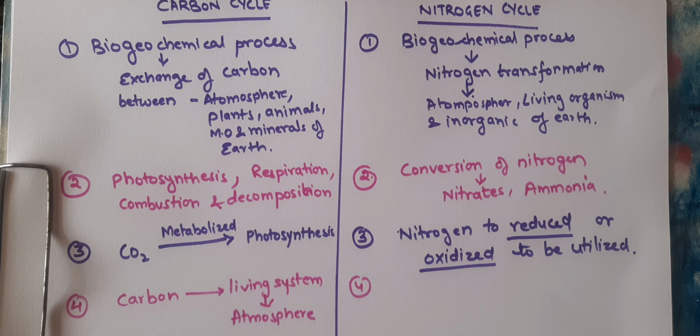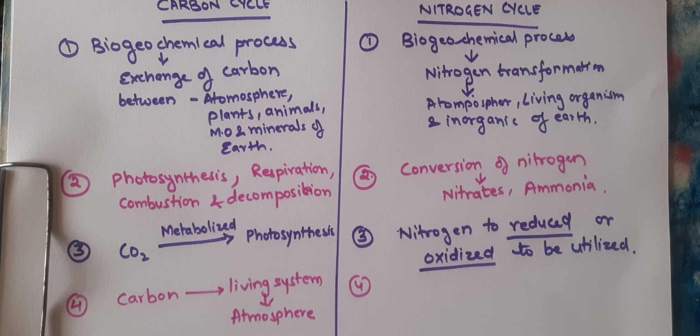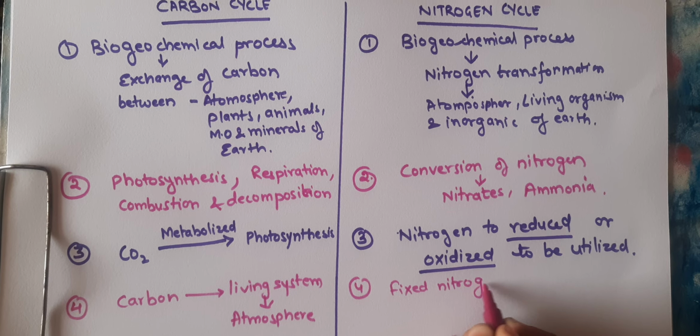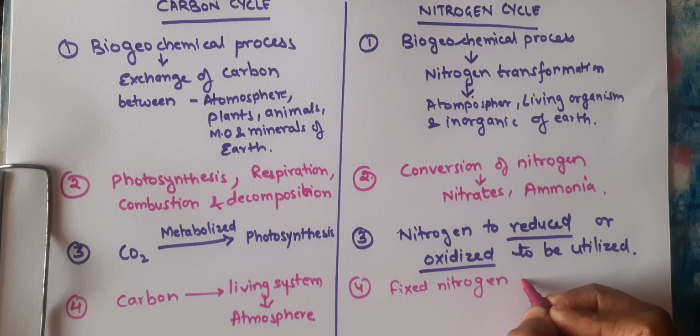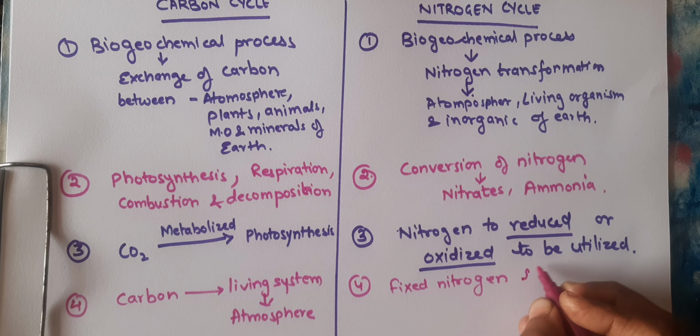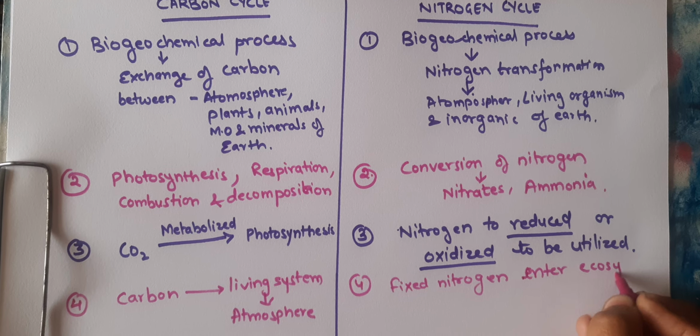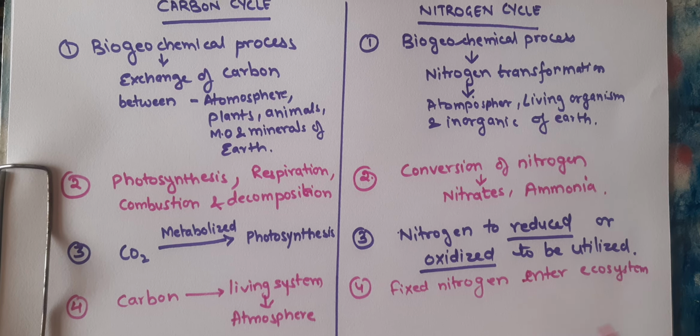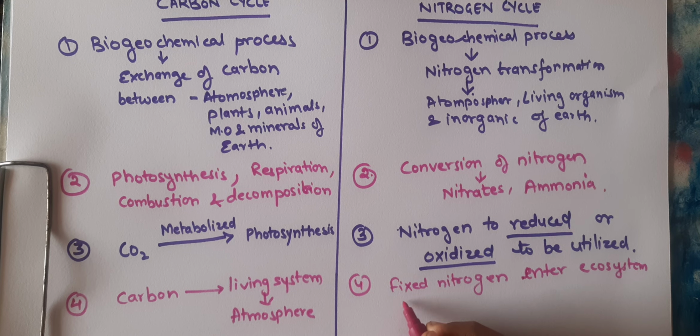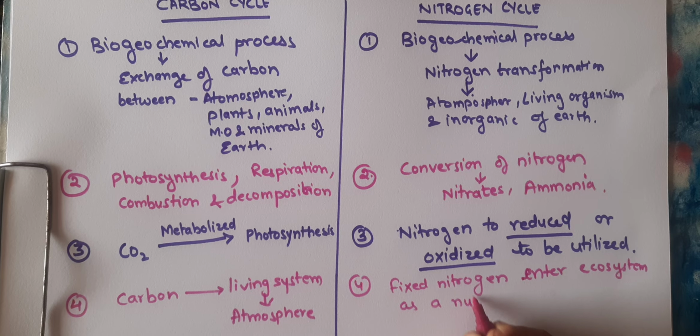In the case of the nitrogen cycle, biologically as well as physically fixed nitrogen from the atmosphere will enter the ecosystem as a nutrient for the plant. So this fixed nitrogen enters the ecosystem as a nutrient for the plant.